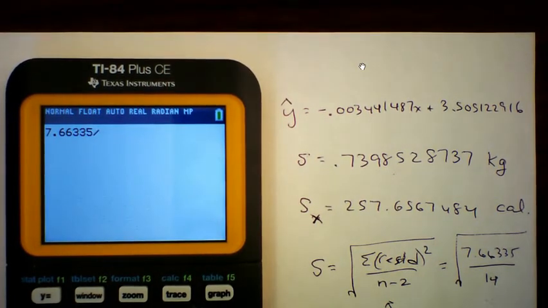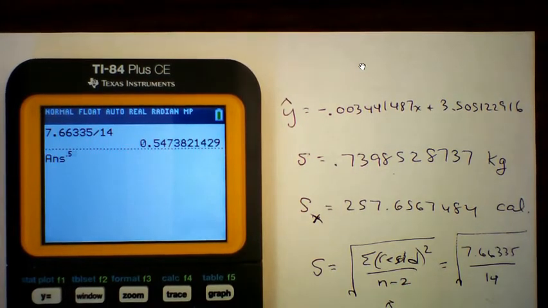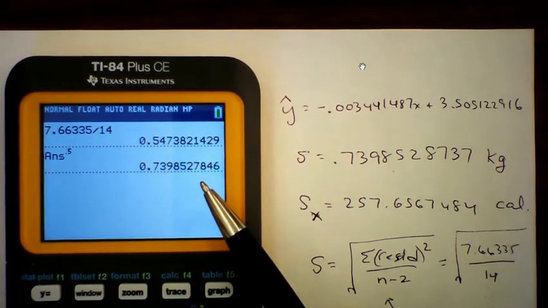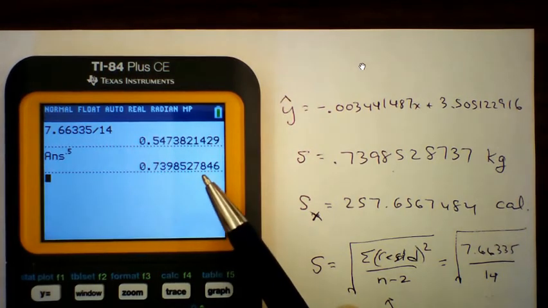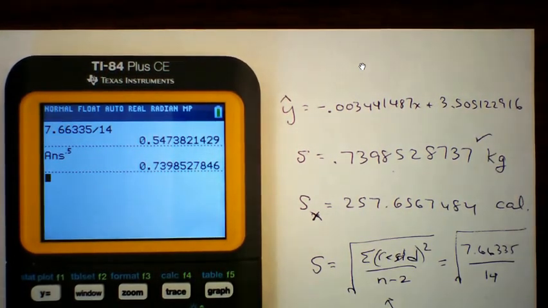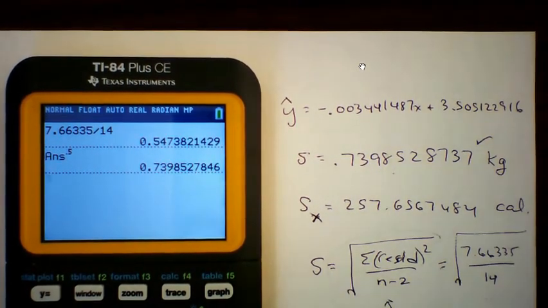So when I quit from this and I type in 7.66335 divided by 14, and then I take the square root of that, so raise that to the 0.5, or use the square root, whatever you prefer, and then see, that gets me my standard error for the residuals. So that's how I could get that number, by using a calculator, by using the formulas that you see on the formula sheet.